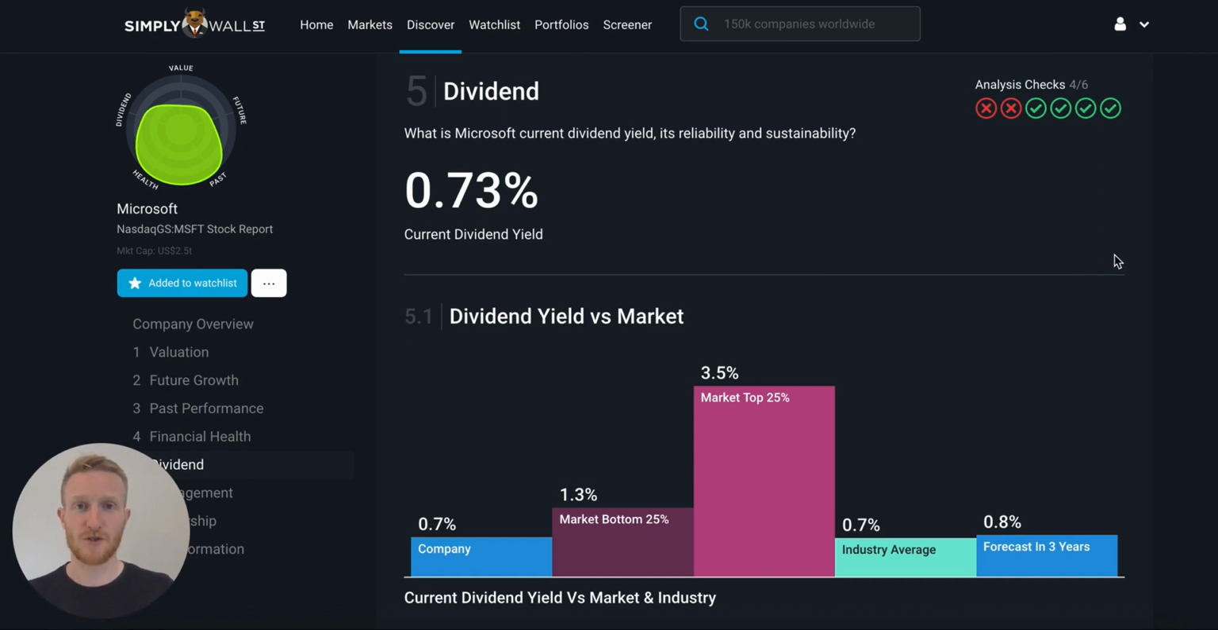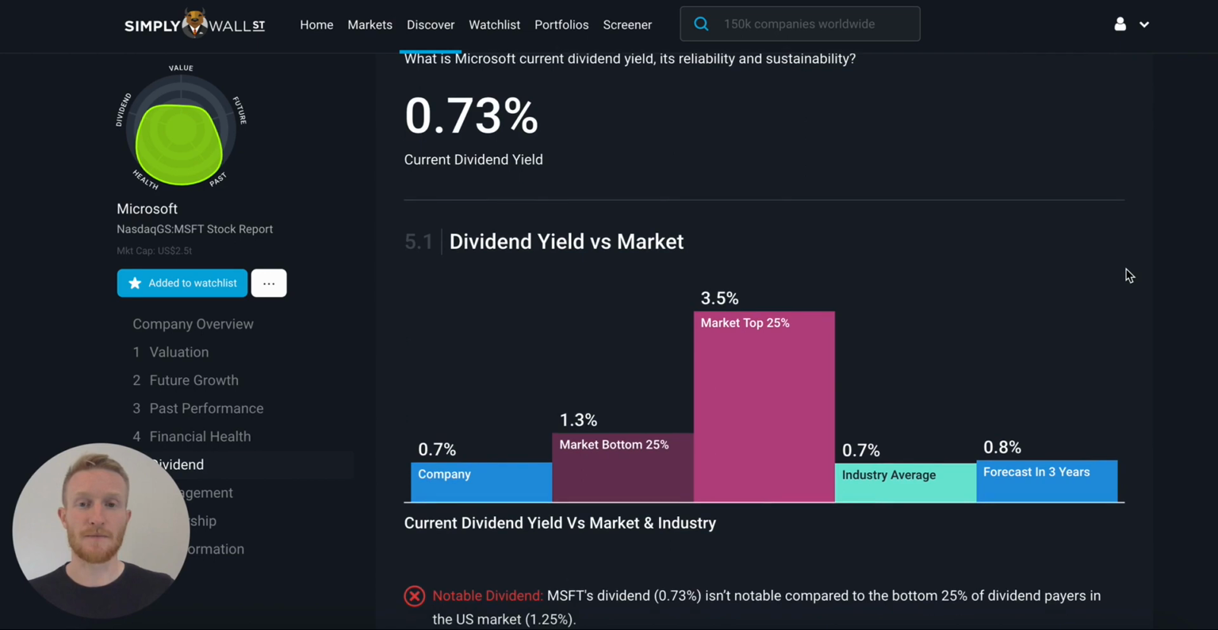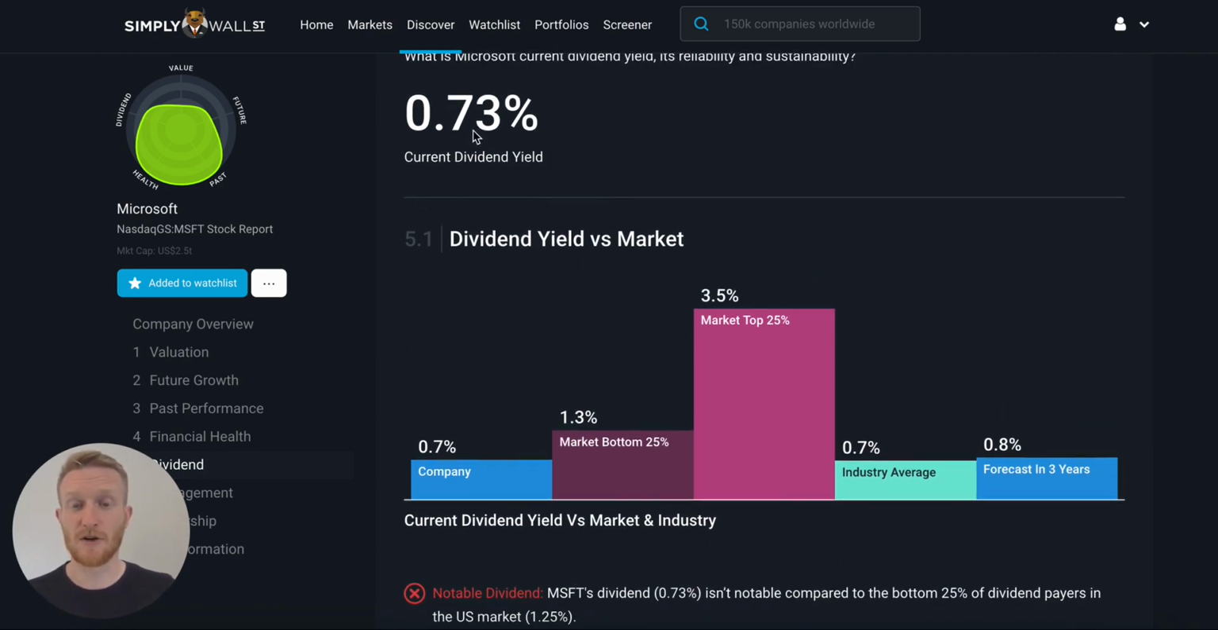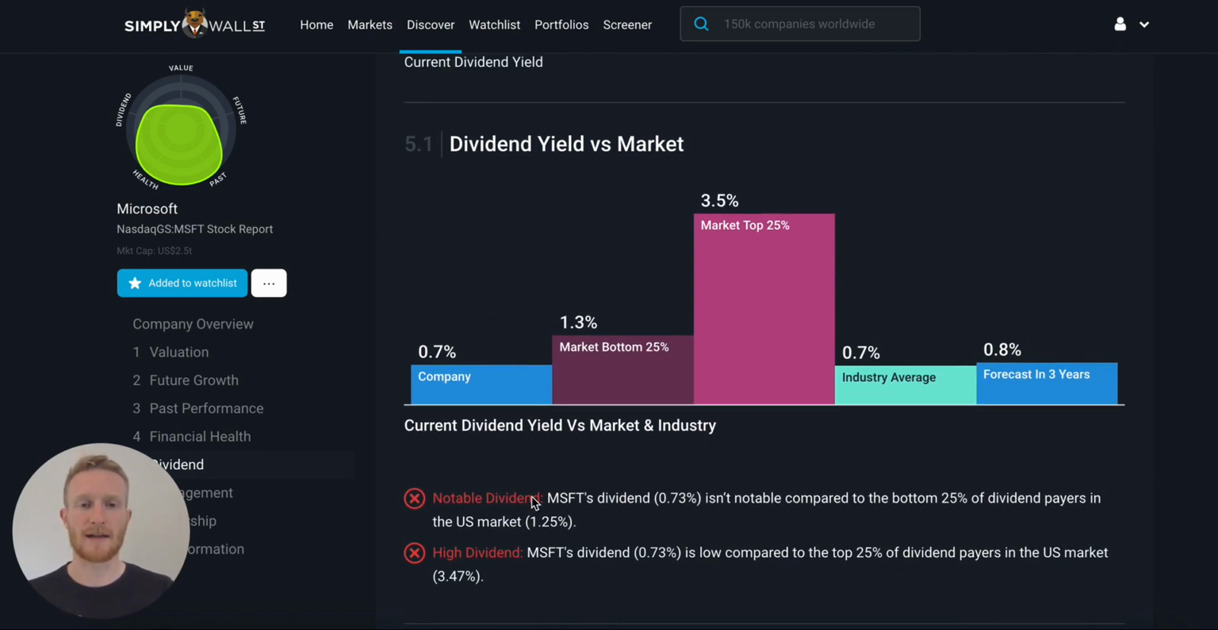So the first 2 we check, like I mentioned, are in regards to the company's yield. So this first section we have here is basically, well, we show you first of all what the company's yield is that you're looking at. And then with these 2 metrics we check here, we compare it to the market that it's in. So here you can see the first check we do is, does the company even have a notable dividend? And what we mean by that is, is it above the bottom quartile of dividend payers in that particular market? And in this case, it's not.